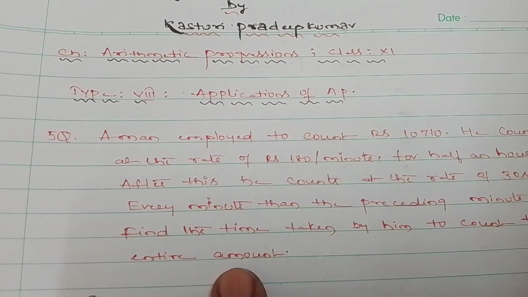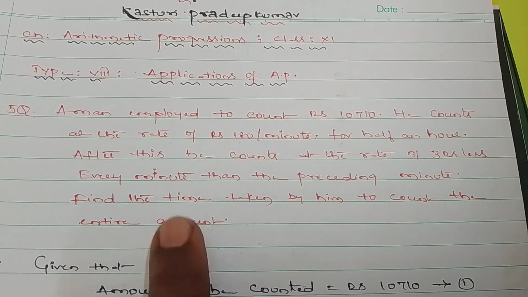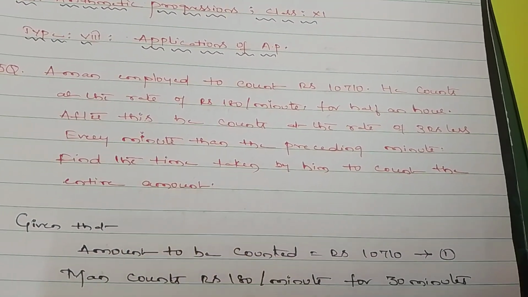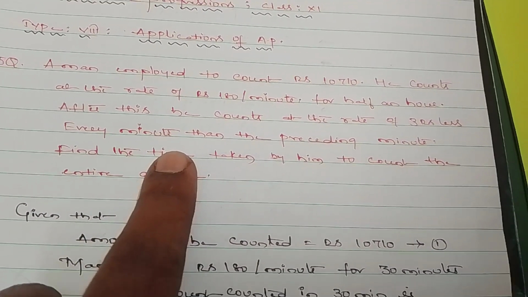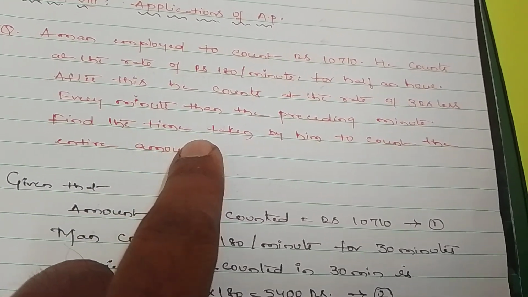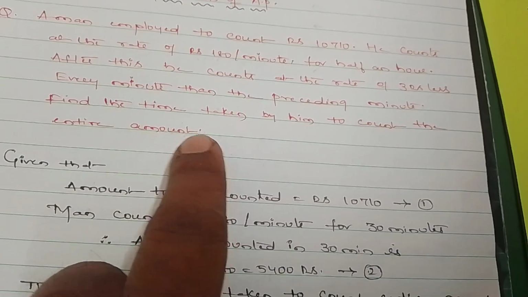I will repeat. A man is employed to count rupees 10,710. He counts at the rate of rupees 180 per minute for half an hour. After this, he counts at the rate of 3 rupees less for every minute than the preceding minute. Find the time taken by him to count the entire amount.